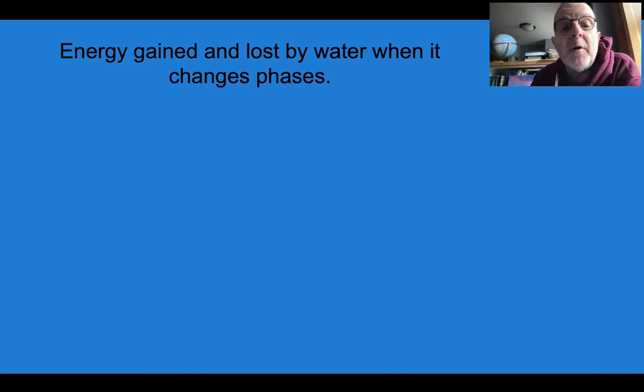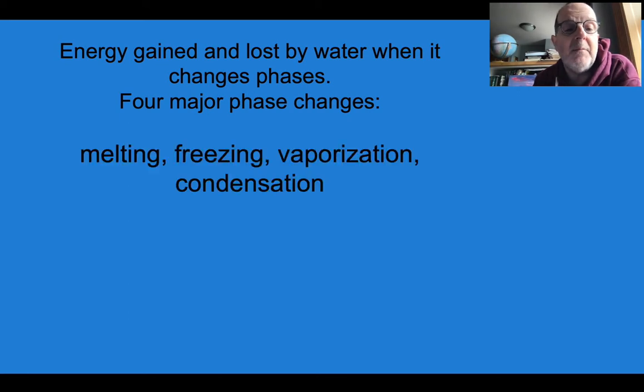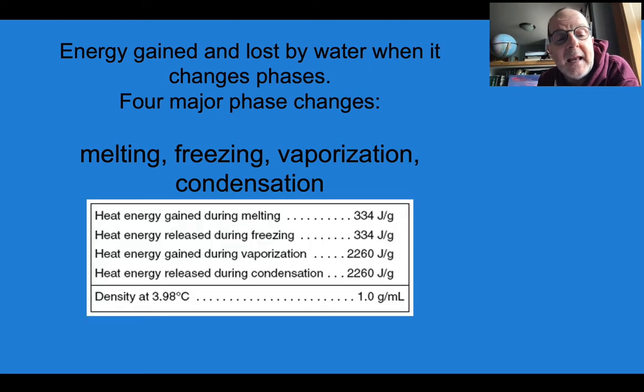Energy gained and lost by water when it changes phases. 4 major phase changes. Again, melting, freezing, vaporization, and condensation. Now, what are we getting at here? We're getting at numbers. How much actual heat? The heat energy gained during melting is 334 joules per gram. The heat energy released during freezing is 334 joules per gram. So melting and freezing are mirror images. One loses heat, one gains heat. We gain in melting, we lose in freezing.